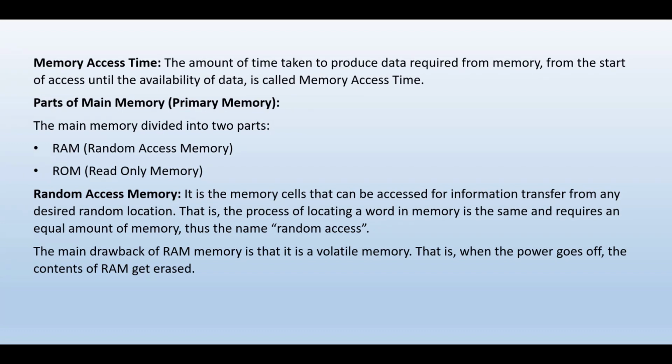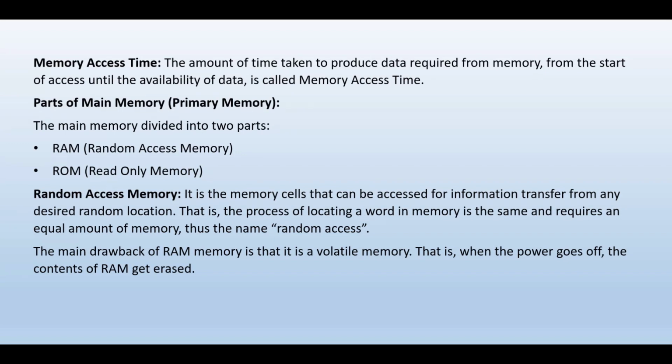Parts of main memory, another name is primary memory. The main memory is divided into two parts. Everyone knows, first is RAM, random access memory, and second is ROM, read only memory.